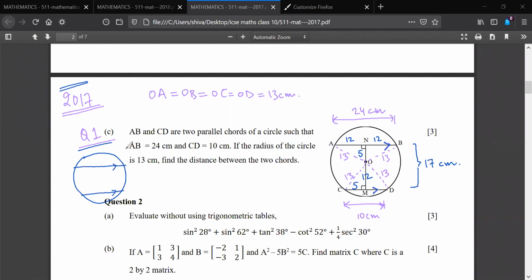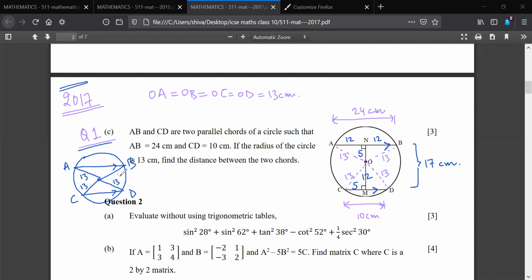Now AB is 24, and CD is 10. These two are parallel to each other. The radius of the circle is 13 centimeter. Now I have been given that the radius is 13. That means that these four sides would be equal to 13 centimeter each.